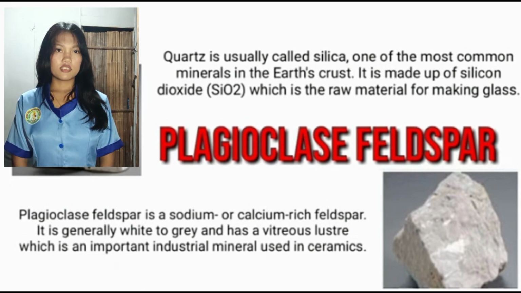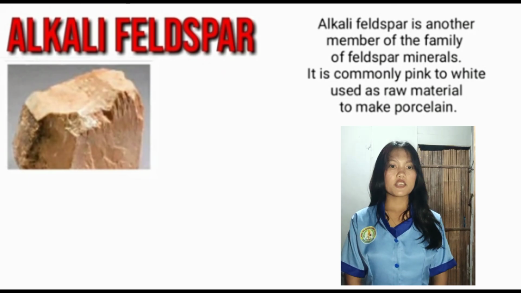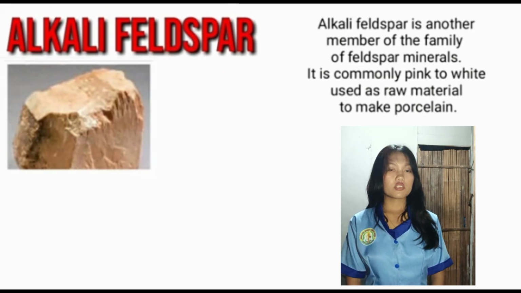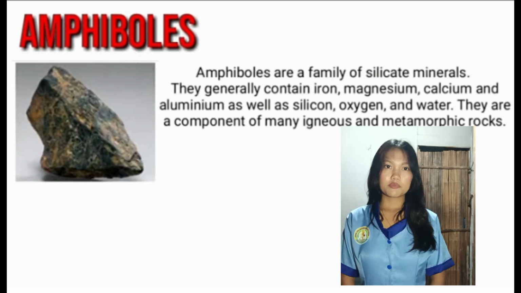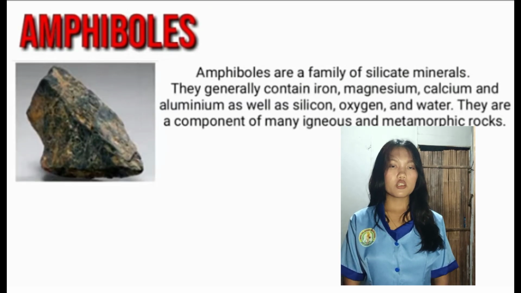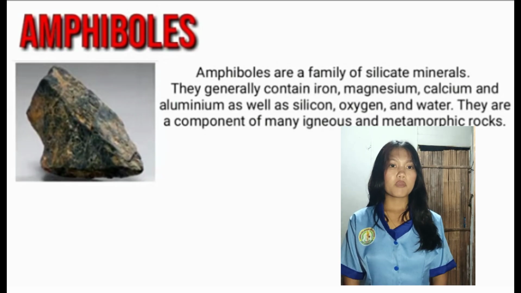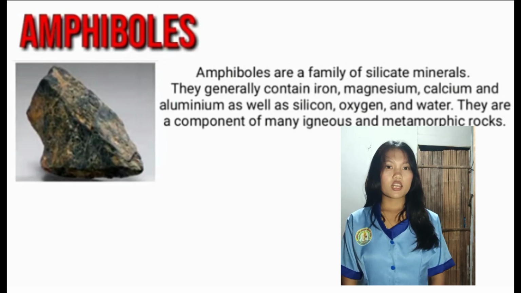And third, we have alkali feldspar. Alkali feldspar is another member of the family of feldspar minerals. It is commonly pink to white and used as a raw material to make porcelain. Fourth, we have amphiboles. Amphiboles are a family of silicate minerals. They generally contain iron, magnesium, calcium, and aluminum as well as silicon, oxygen, and water.